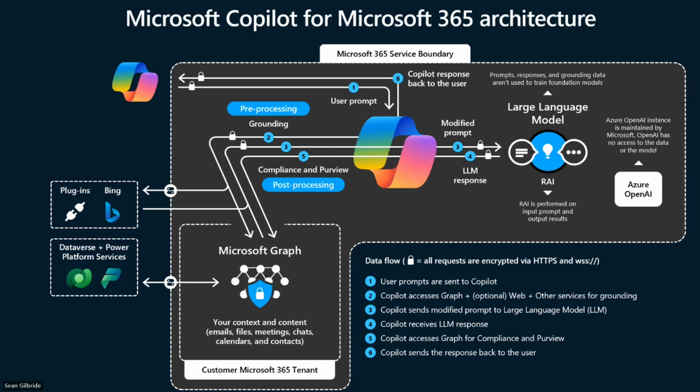Once presented to the large language model, it's going to adhere to responsible AI principles, or you see RAI there, to ensure that there are no dangerous responses, to ensure that the user is not attempting to do anything malicious. And it's going to issue that response back to Copilot. Copilot is then going to go back to the Graph API to ensure that any response that you're going to receive adheres to all of the security principles that you have.